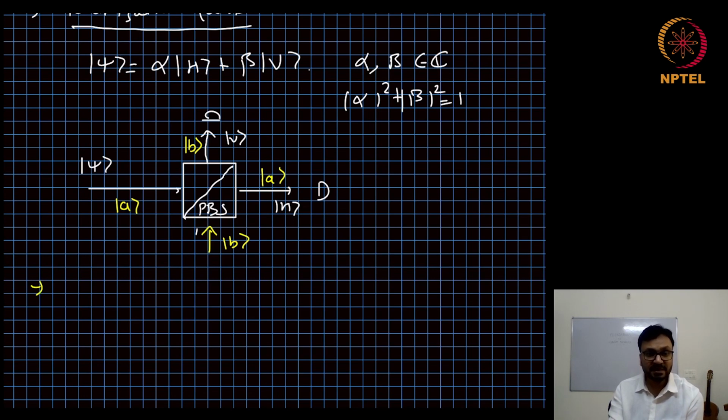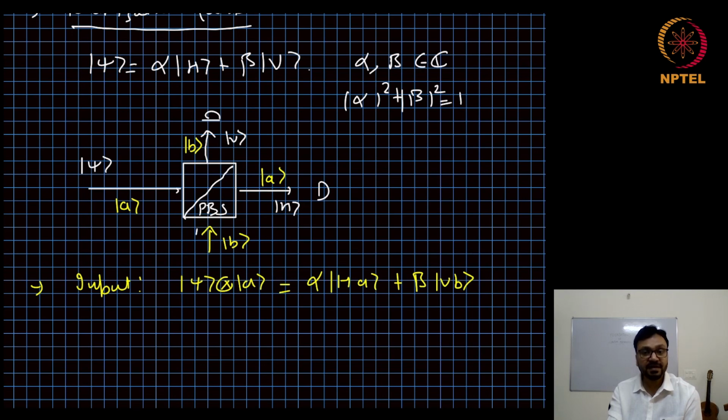So the initial state can be thought of as the state of a photon in 2 degrees of freedom. One is the polarization, the other is the position basis. So the total initial input state is psi tensor A. Psi is the polarization state of the photon, and A is the spatial state, the path information. That is equal to alpha HA plus beta VA.